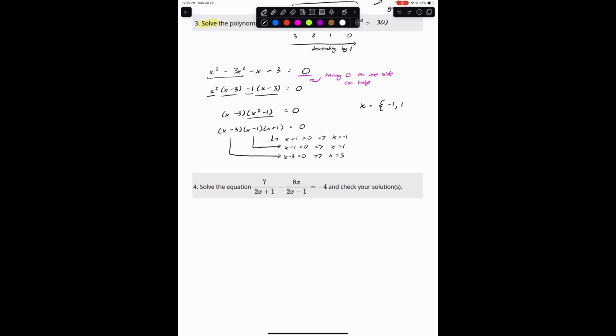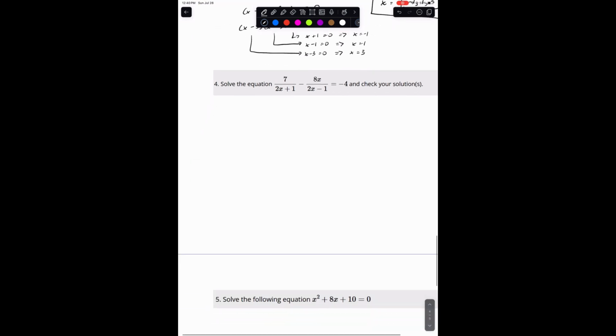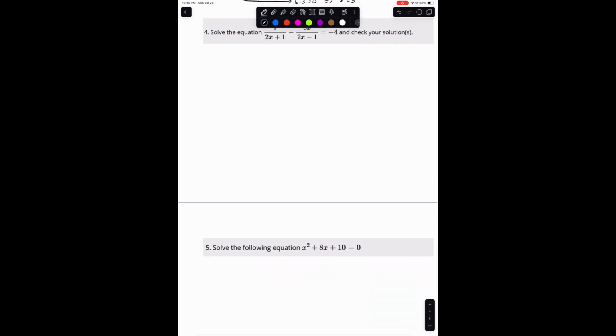Why is my comma different? 3. Okay. That is my answer. And now for number 9, we have another solving, and we can use any method we would like.